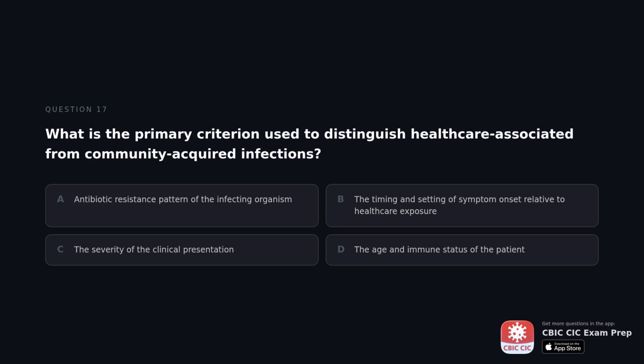What is the primary criterion used to distinguish healthcare-associated from community-acquired infections? A. Antibiotic resistance pattern of the infecting organism. B. The timing and setting of symptom onset relative to healthcare exposure. C. The severity of the clinical presentation. D. The age and immune status of the patient.